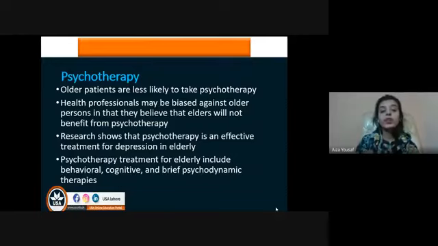Older patients are less likely to receive psychotherapy due to ageism. As we have discussed in our previous lectures, health professionals may be biased against older persons in that they believe that elders will not benefit from psychotherapy. Research shows that psychotherapy is an effective treatment for depression in the elderly. Psychotherapy treatment for the elderly includes behavioral, cognitive, and brief psychodynamic therapies. Now we will take a look at what behavioral, cognitive, and psychodynamic therapies are.